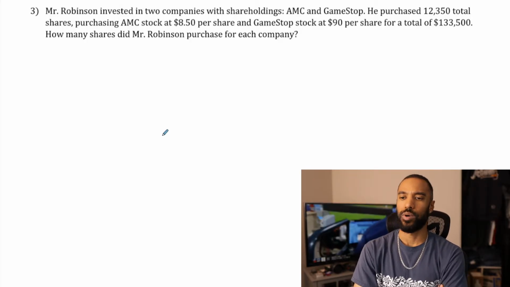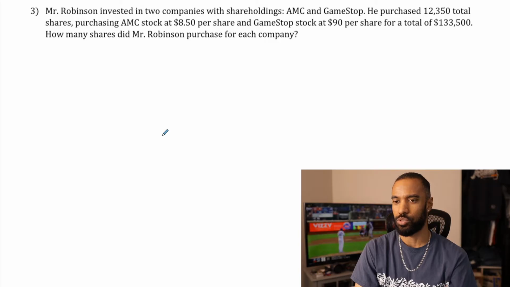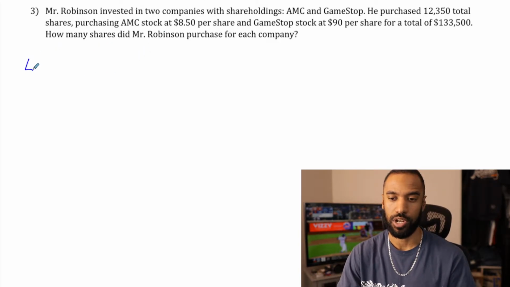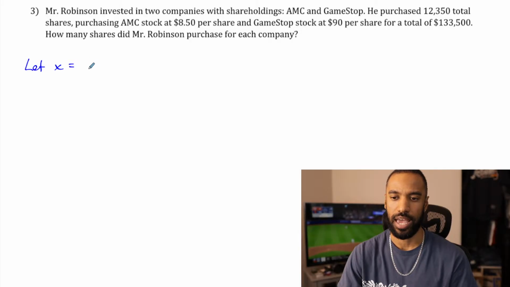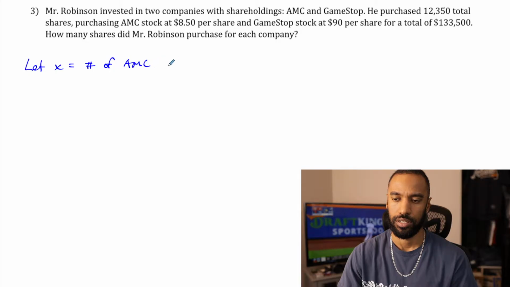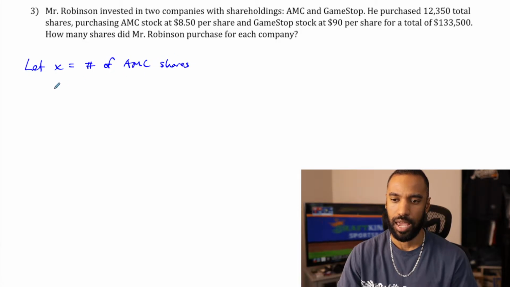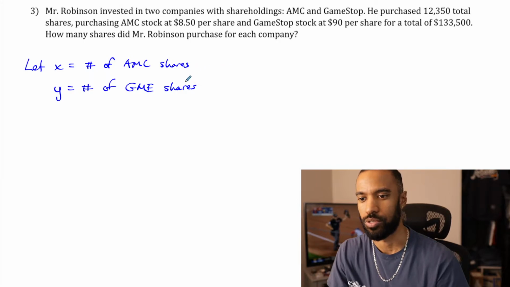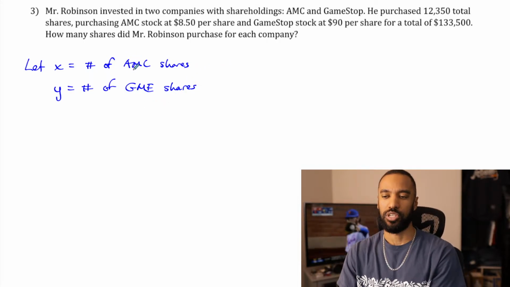Okay, so for this one, it's very much the same as the last one that you saw here. How many shares per company? I need to know number of AMC shares, number of GameStop shares. Let's let X equal number of AMC shares. And Y equal number of GameStop shares. This is very much like the last one. I'm going to put GME. That's their ticker symbol. Why would I know that? Who knows? Number of AMC and GME shares here.